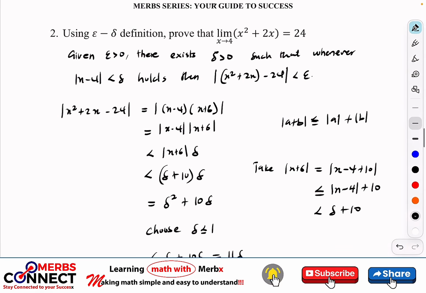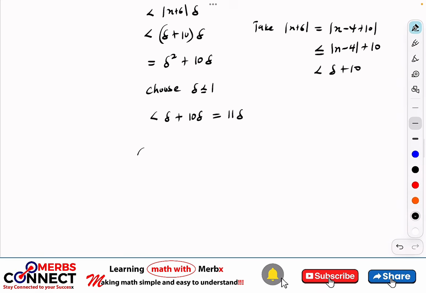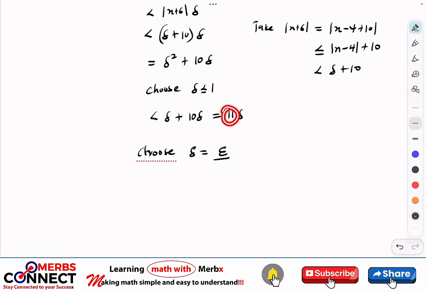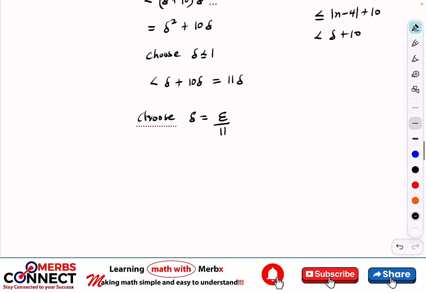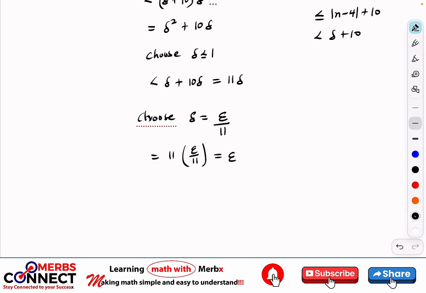So we want to show that this is epsilon, so we need to choose delta again. So here we choose delta to be equal to epsilon, then we divide it by the coefficient of delta here, which is 11. So it means that this is going to be equal to 11 times epsilon over 11, right? So we are just doing substitution here, and this is equal to epsilon. So we have shown that this is equal to epsilon.